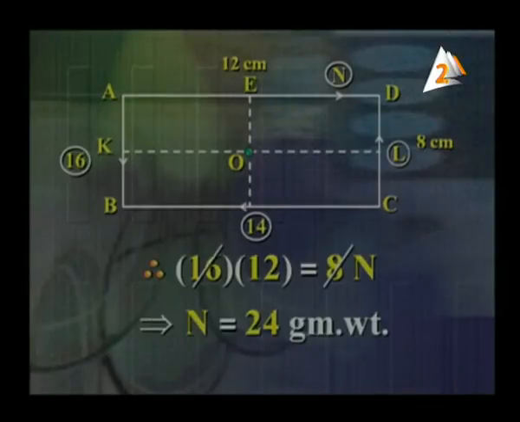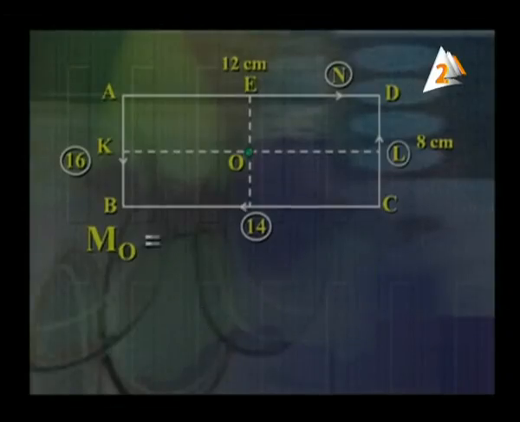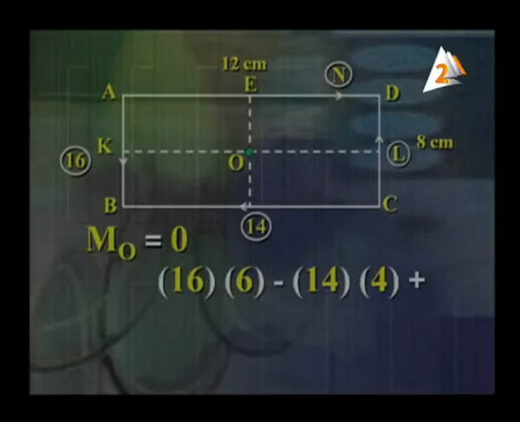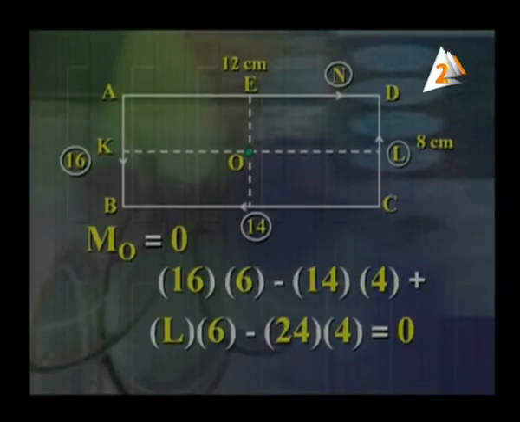Also, since the moment about the center equals 0, we say 16 times 6 minus 14 times 4 plus L times 6 minus 24 times 4 equals 0. So 6L equals 56, or L equals 28 over 3, which is equal to 9 1/3 gram weight. Another one.